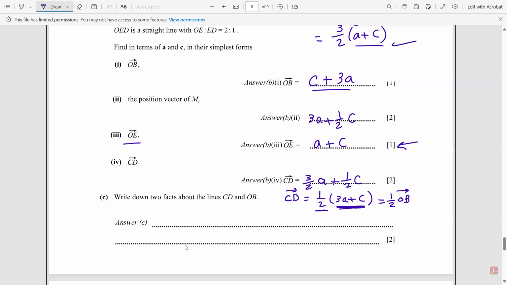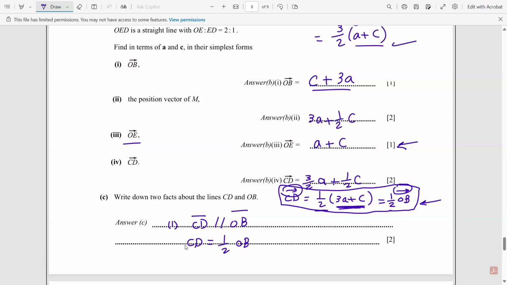Now, the vector CD is a scalar multiplied by the vector OB. It means that the 2 vectors are parallel. Fact number 1, that CD line segment is parallel to OB line segment, and CD as a segment, its length is half OB. Just rewrite the same sentence here for vectors without the symbol of vectors.